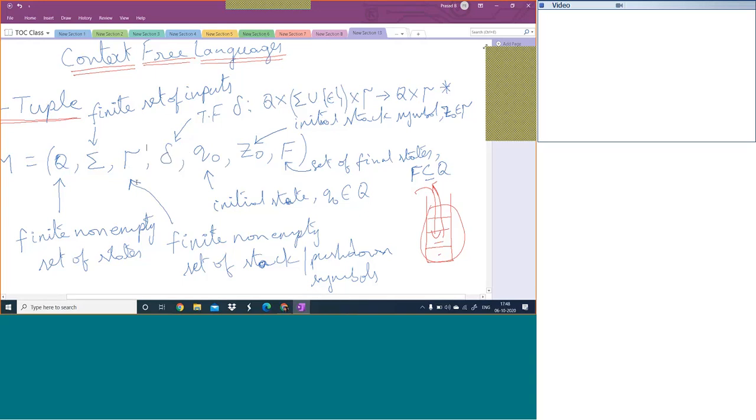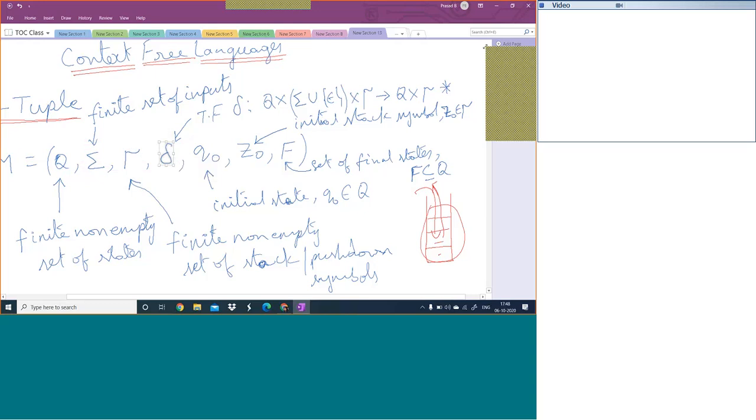Okay, this is finite. The set of stack symbols is also finite and non-empty. Tau is non-empty, meaning at least one symbol must be there in tau. So, a finite non-empty set of stack symbols, or you can say push down symbols. Next, this is the transition function. I repeat here: Q is the set of states, sigma is the set of inputs, and tau is the set of stack symbols or push down symbols. And this is the transition function.